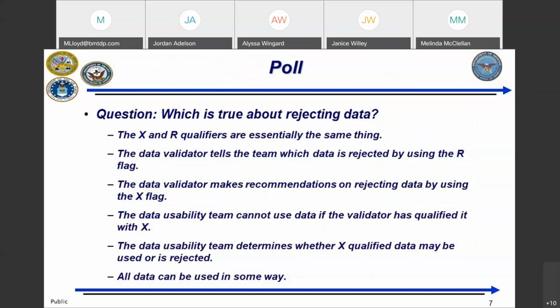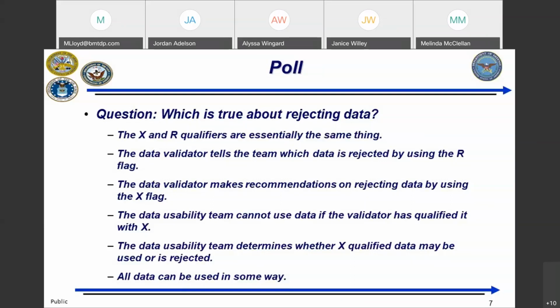So I want to do another poll. This poll is asking about qualifiers. I'm going to go ahead and open it, and if you're a fast reader, you can read ahead of me, but otherwise I'll walk through it. I'm going to talk about the difference between the X and the R qualifier, and I want you to tell me which of these are true. There may be more than one.